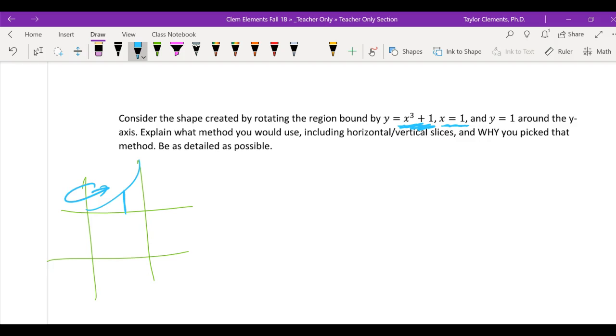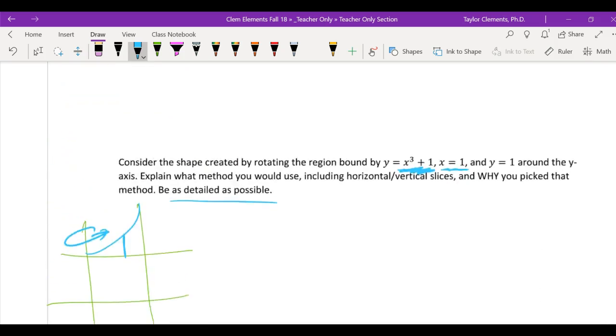And I think that's about it. So just explain why you like that. For me, the vertical slice is much easier. I mess up whenever it comes to horizontal. And then that's the shell method, which is also not that bad. 2 pi r times the height. So, all right, that's it.